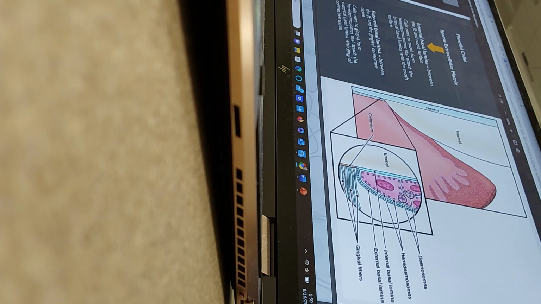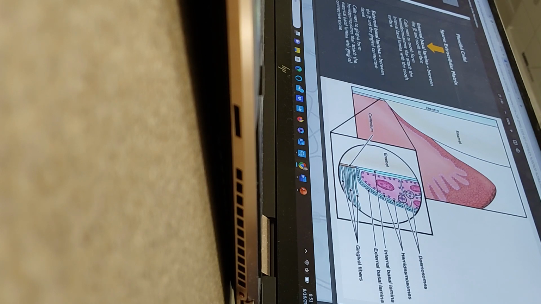And then the external basal lamina is illustrated right here, this thin blue line. It's between the junctional epithelium and the gingival connective tissue. So there's always a connection. That basal lamina exists in two different layers. The internal is toward the tooth, and the external is toward the gingival connective tissue.